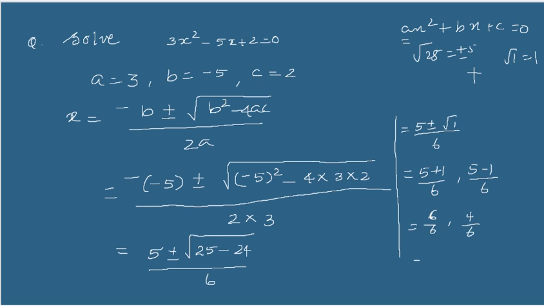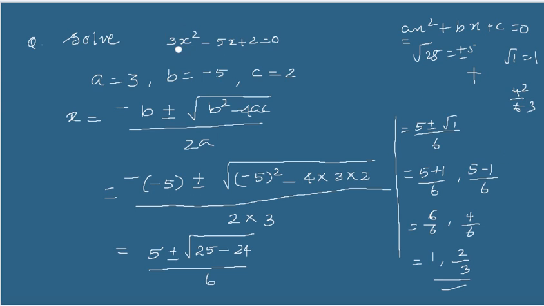How much is 6 by 6? It is equal to 1. 4 by 6 you can cancel with 3, 2. Two 2s are 4 and two 3s are 6. So here it is 2 by 3. Hence the roots are 1 and 2 by 3.